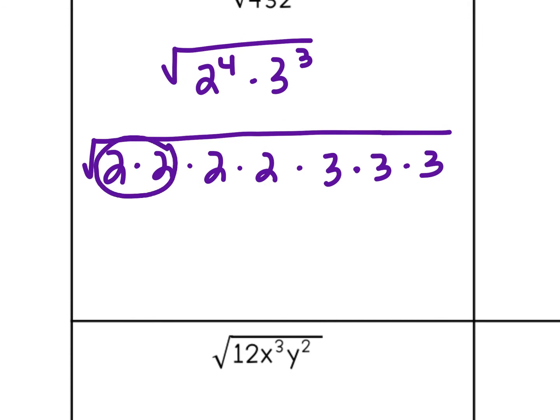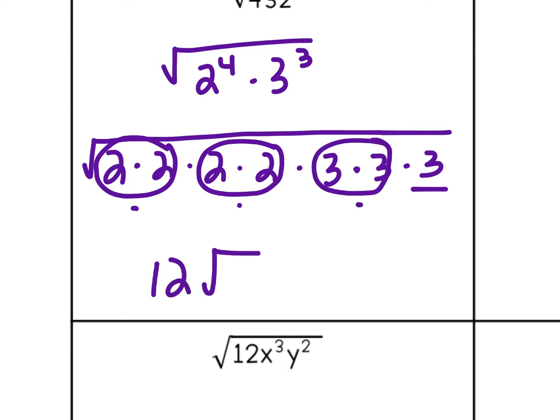So I have a pair of 2s, another pair of 2s, a pair of 3s. That 1 3 that's by itself, it's not a pair, so that means it's going to stay inside of the radical. So anything that got circled, you're going to multiply. So I have 2 times 2 times 3, which gives me 12. And on the inside, that 3 needs to stay there. This is the answer.